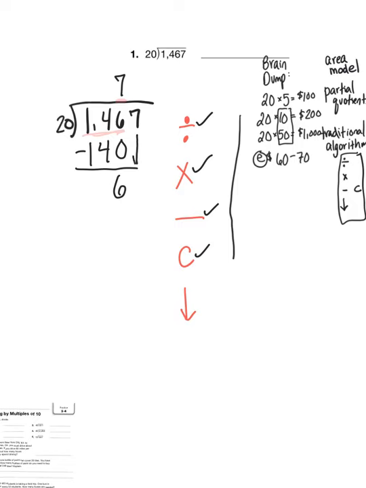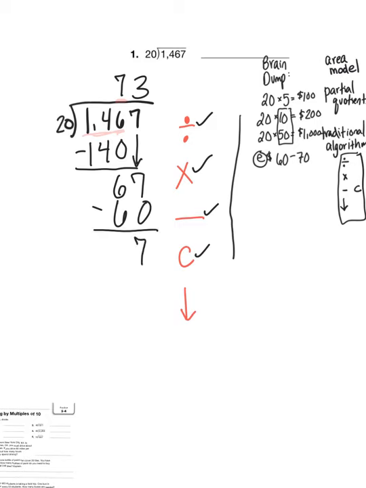Now I'm going to bring down my 7. Next, we'll figure out how many times 20 goes into 67. 20 times 3 is 60, so I can do 3 up here for my quotient. 3 times 20 is 60. Subtract.